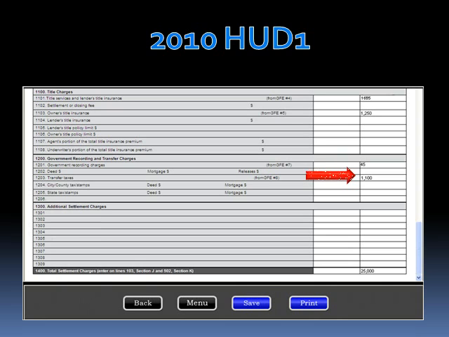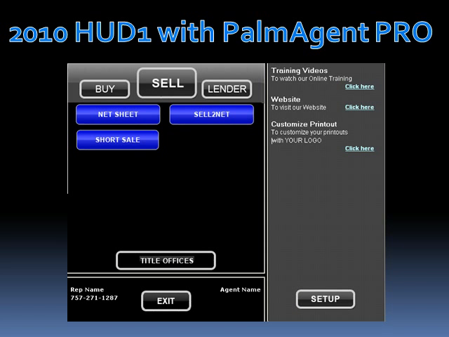If there are any transfer taxes, we put them in here, and starting in line 1301, you add any additional fees that are due from the seller. Then they are all added up in line 1400 to give the total settlement charges. The new 2010 HUD-1 seems complicated, but hopefully this tutorial will help you in filling one out.